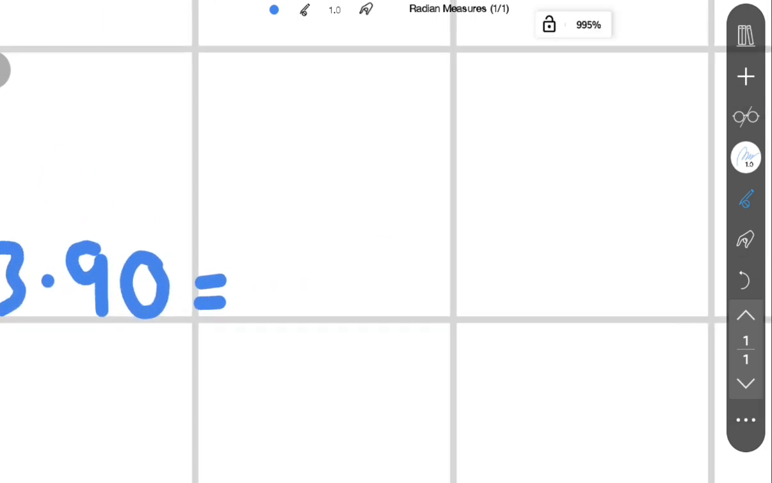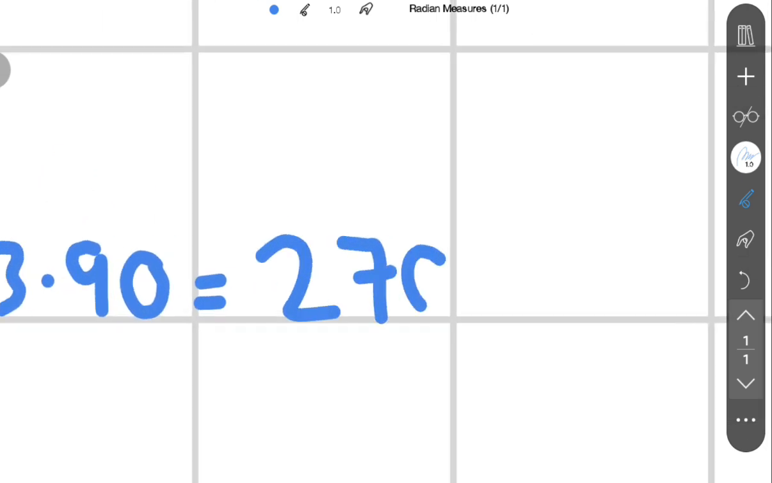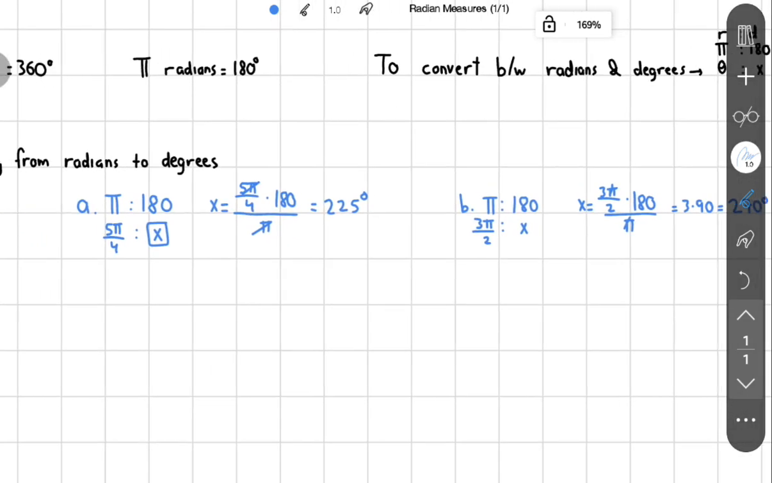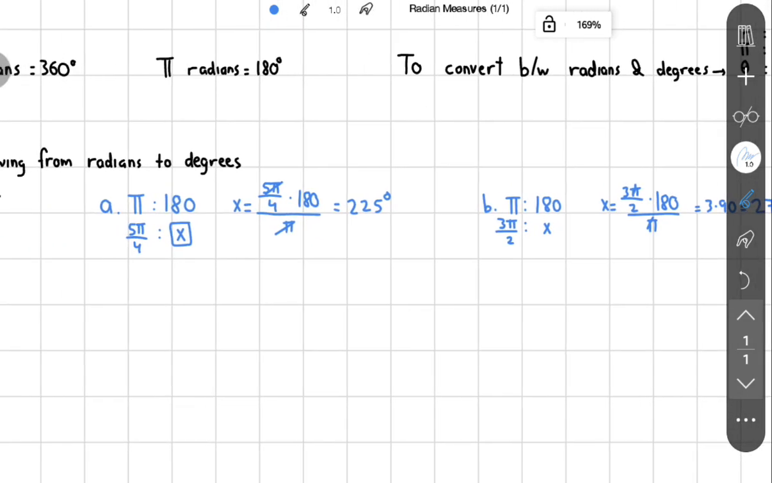Yes, it is. So this is equal to 270 degrees. So this is how you can convert from radians to degrees. And obviously, if you want to do the vice versa of it, from degrees to radians, you'll follow the same steps. You'll use the ratio as a point of comparison, and you'll just do cross multiplication.